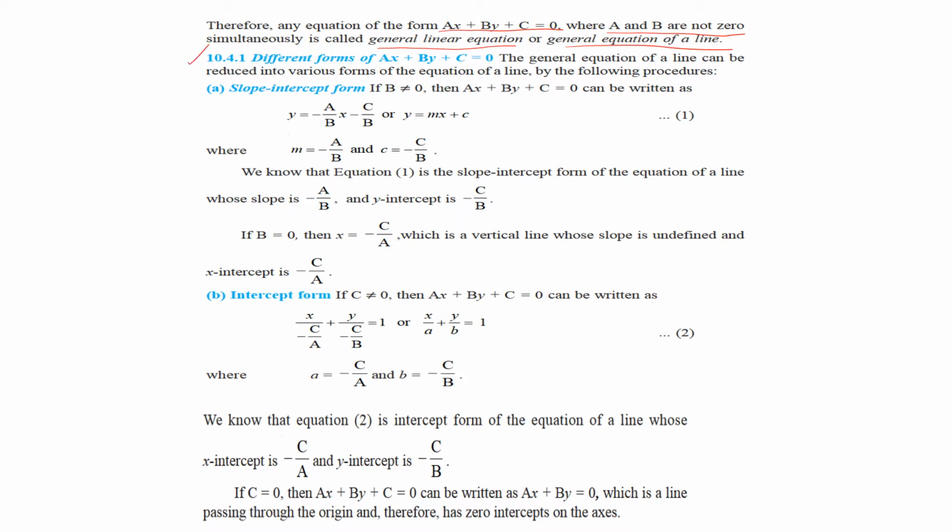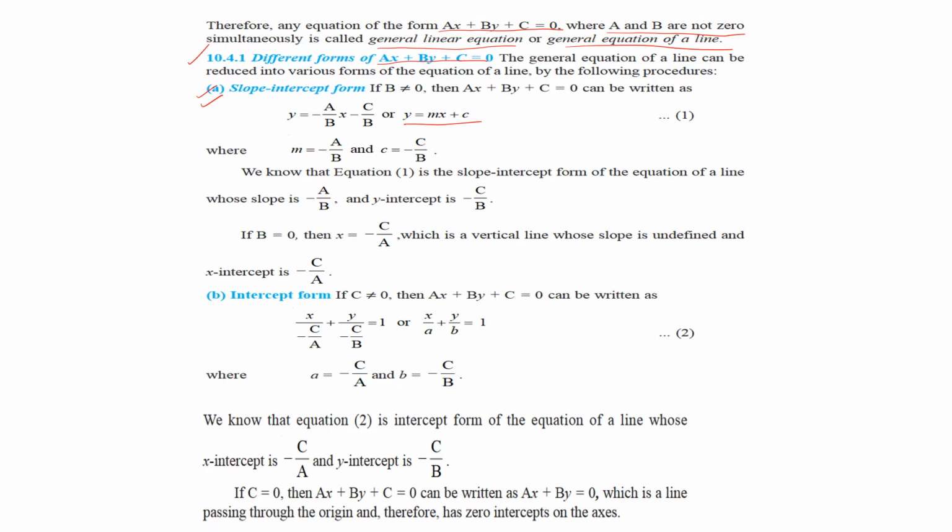So, the different forms of this line ax plus by plus c equal to 0. First was the slope-intercept form. Now, how to change ax plus by plus c equal to 0 to slope-intercept form? For writing it in slope-intercept form, we will express it in the form y is equal to mx plus c. So, you take by is equal to minus ax minus c.